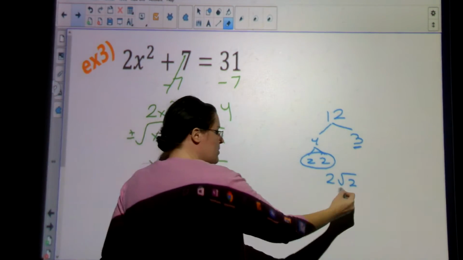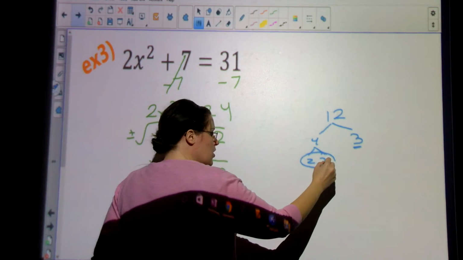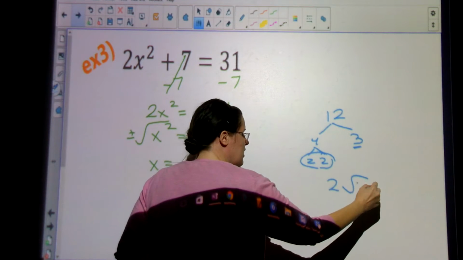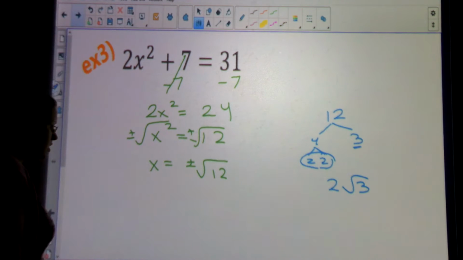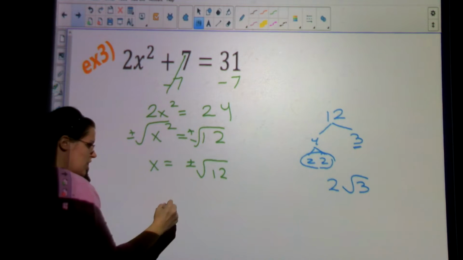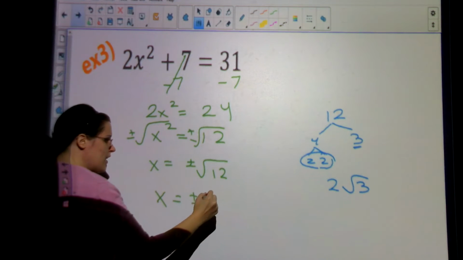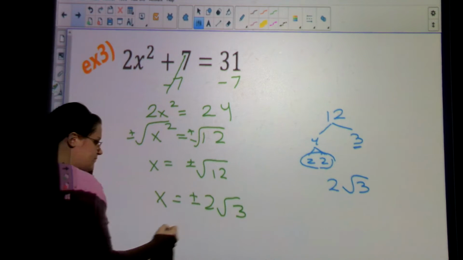Oops. So remember, let me write correctly. Pairs go on the outside, leftovers go inside. So go back over here for our answer. We have plus or minus 2 square root of 3.